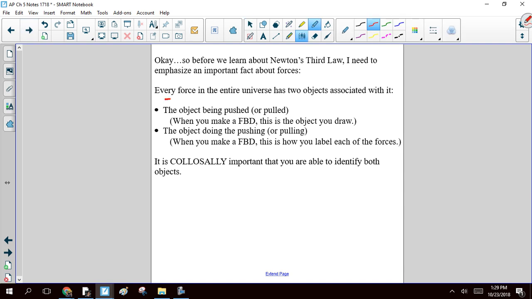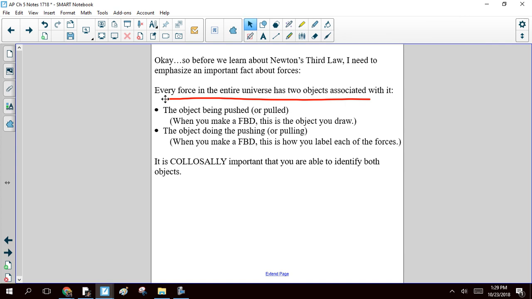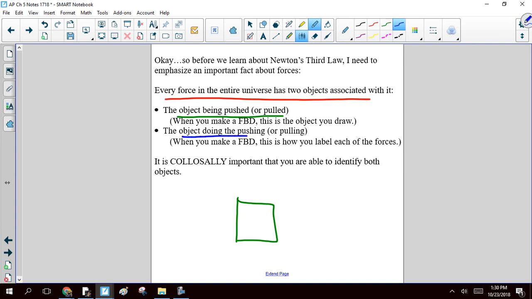So remember, every force in the entire universe has two objects associated with it, all right? There's the object being pushed or pulled. When you make your free body diagram, that's the object you draw, right? So like a box, that's the object being pushed or pulled. And then the second object is the object doing the pushing or pulling, like Roy pushes the box, right? So it is super important that you identify both of those objects, okay? So in this example, this force here is an interaction between Roy and the box. Okay, Roy pushes box, two objects, Roy, box.